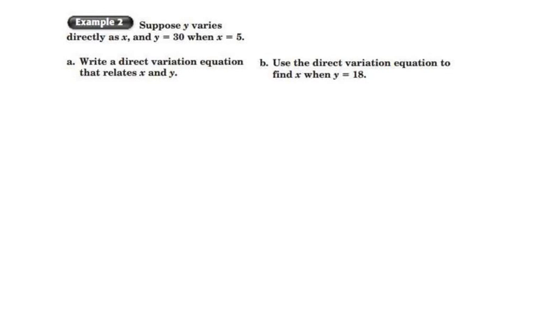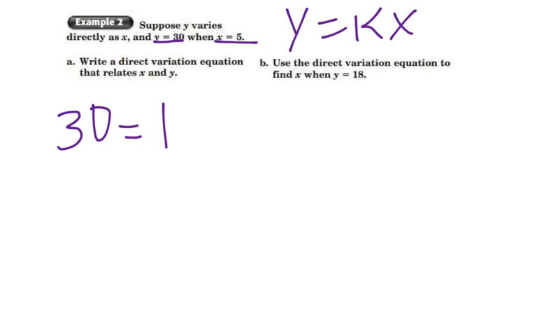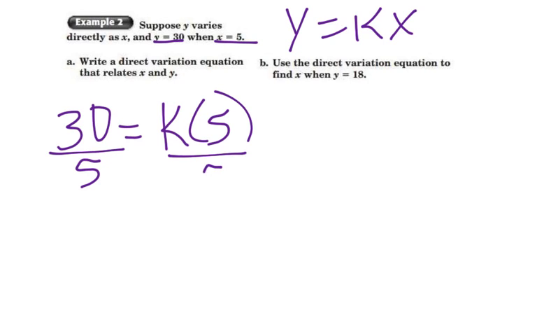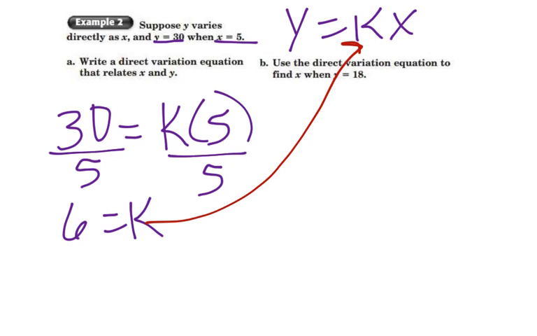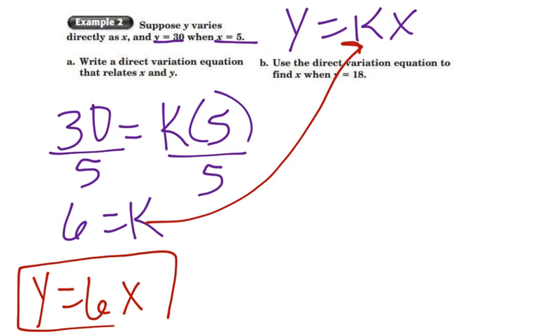If they give you some information, y varies directly as x, y is 30 when x is 5, and they want you to write a direct variation equation, you start with your formula, y equal kx. They gave you a value for y and for x, so you plug those in. 30 is equal to k times 5. You solve that to figure out what k is. We're going to divide both sides by 5. 6 is equal to k. You take that and plug it back in to the formula. So y is equal to 6x is your equation.